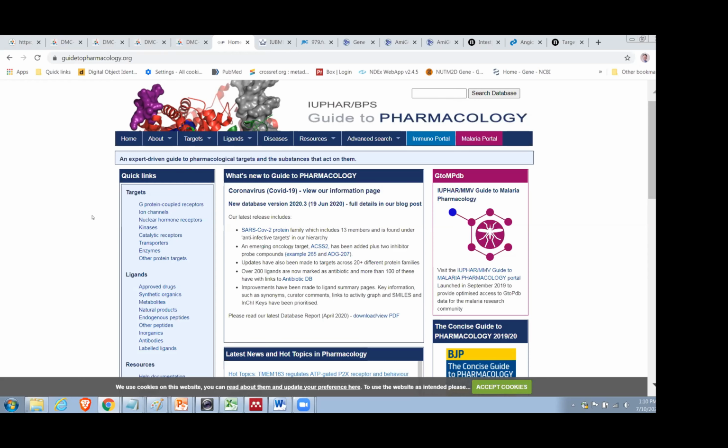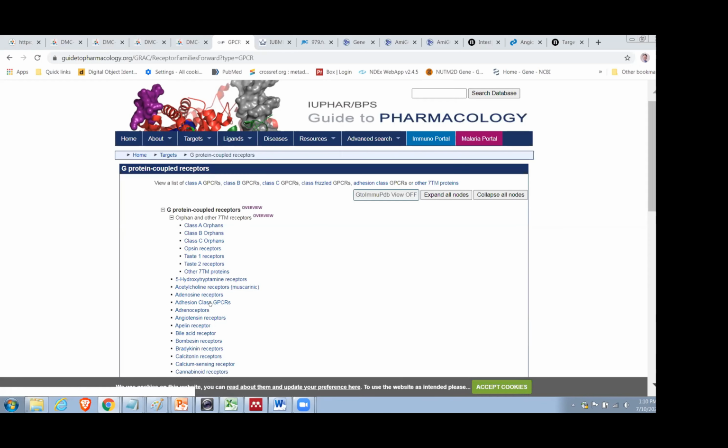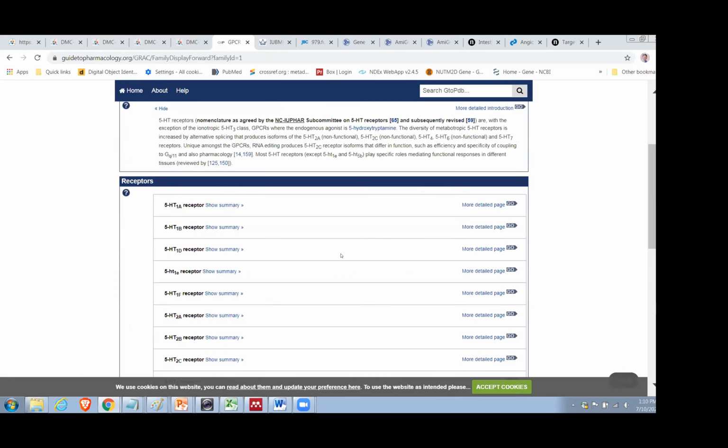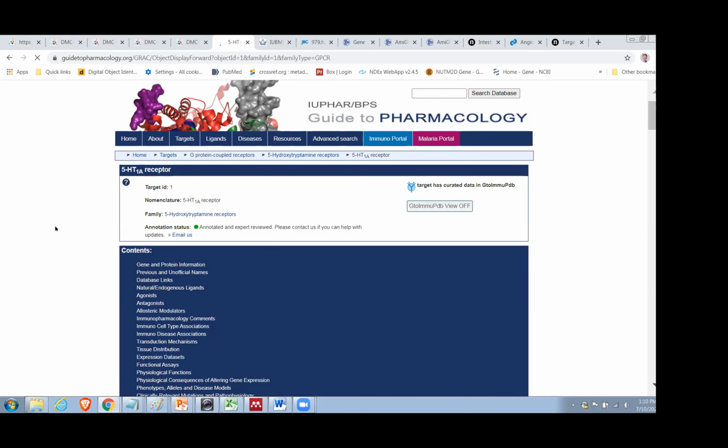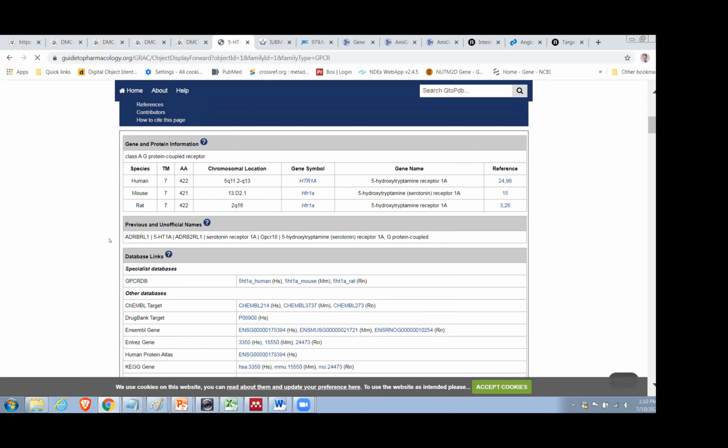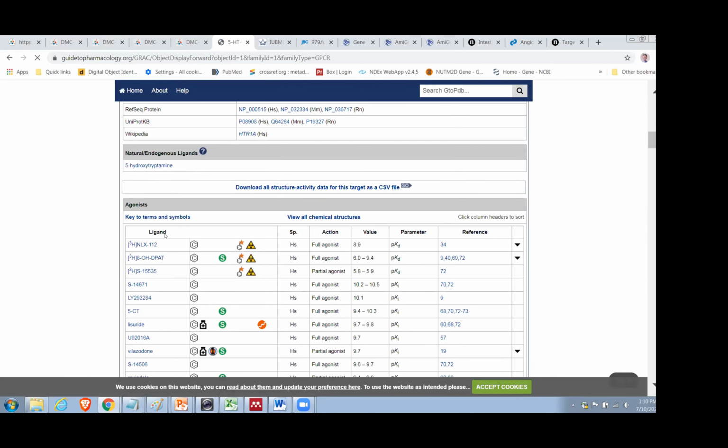And one of the most important resources, for us at least, is the IUPHAR, International Union of Pharmacology's Guide to Pharmacology, where they have basically classified lots of different types of receptors, and they've annotated these receptors in terms of the particular small molecules that they bind.